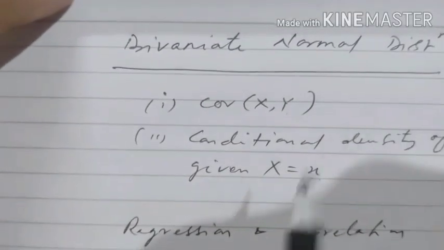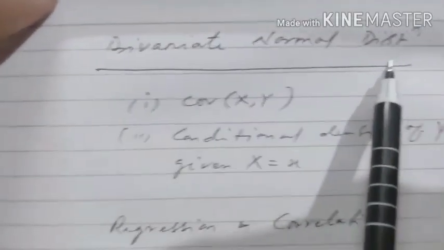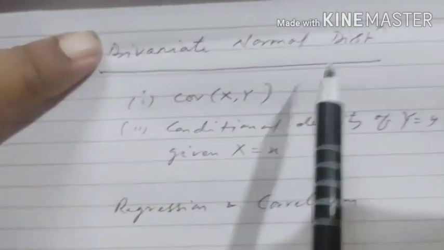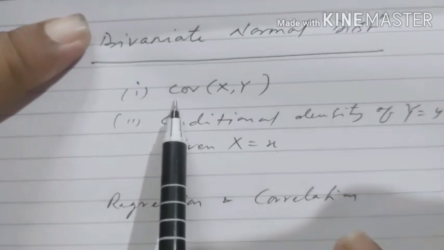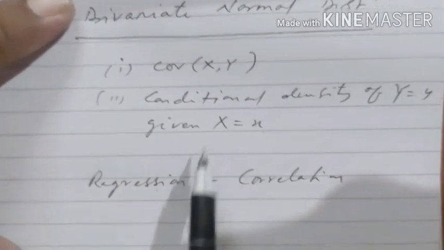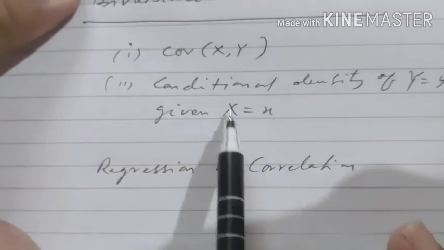Bivariate normal distribution means X and Y are two random variables. That means we have to find out the covariance of X comma Y. Conditional density of Y equals y given X equals x. Similarly, conditional density of X equals x given Y equals y. And the next one is regression and correlation. And the last part is limit theorems.